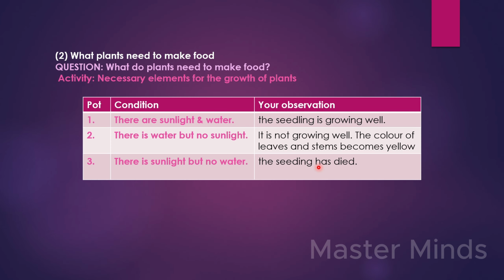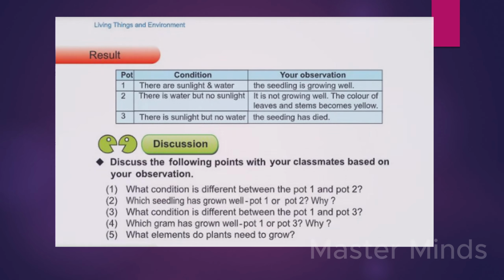Here is the answer. Pot. Condition and your observation. 1. There are sunlight and water. Observation: the seedling is growing well. 2. There is water but no sunlight. Observation: it is not growing well. The color of leaves and stem becomes yellow. 3. There is sunlight but no water. The seed has died. Next page. Result, you can see.